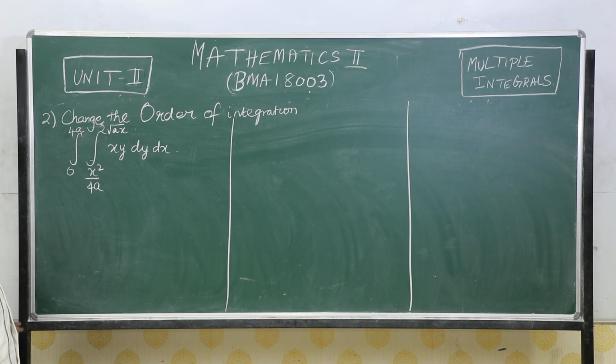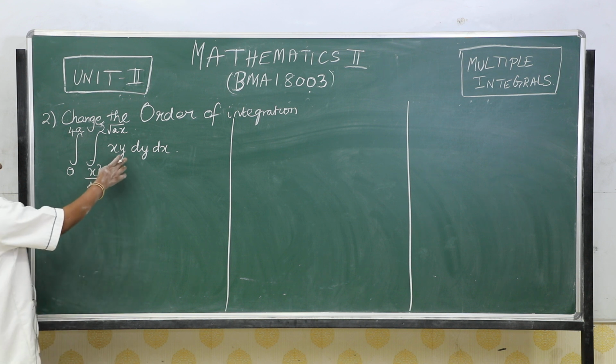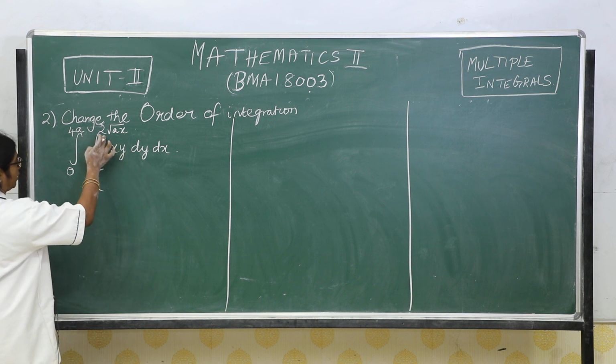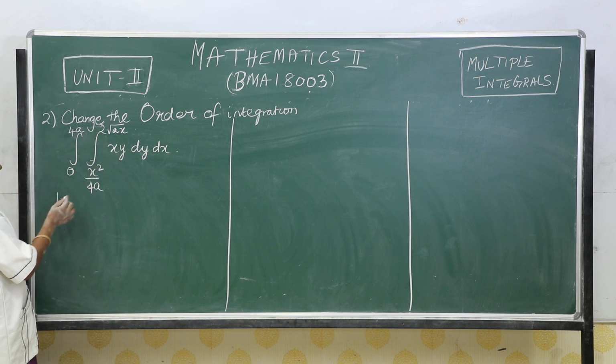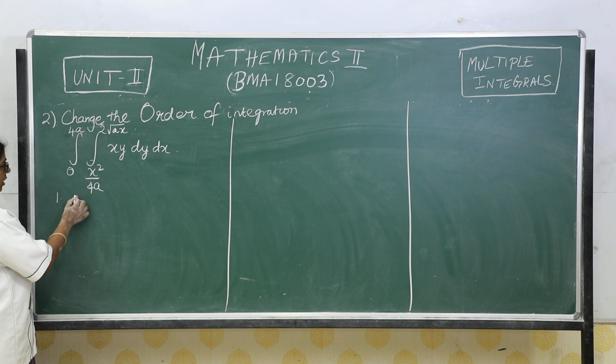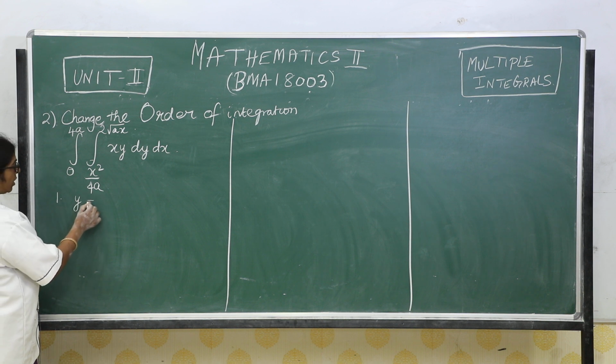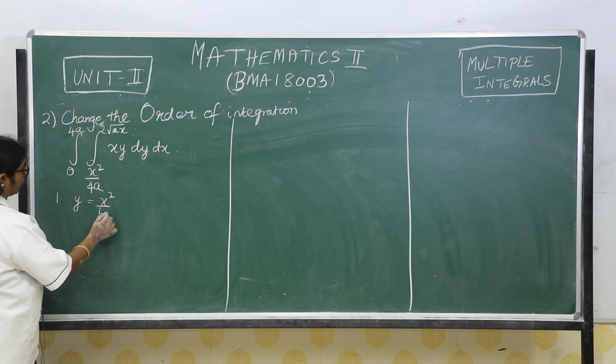Change the order of integration: integral 0 to 4a, integral x squared by 4a to 2 root ax, xy dy dx. The first integration, the inner integration, is with respect to y, and then with respect to x. If the inner integration is with respect to y, the limits are going to be in terms of x, and therefore, from the given data, y varies from y is equal to x squared by 4a.